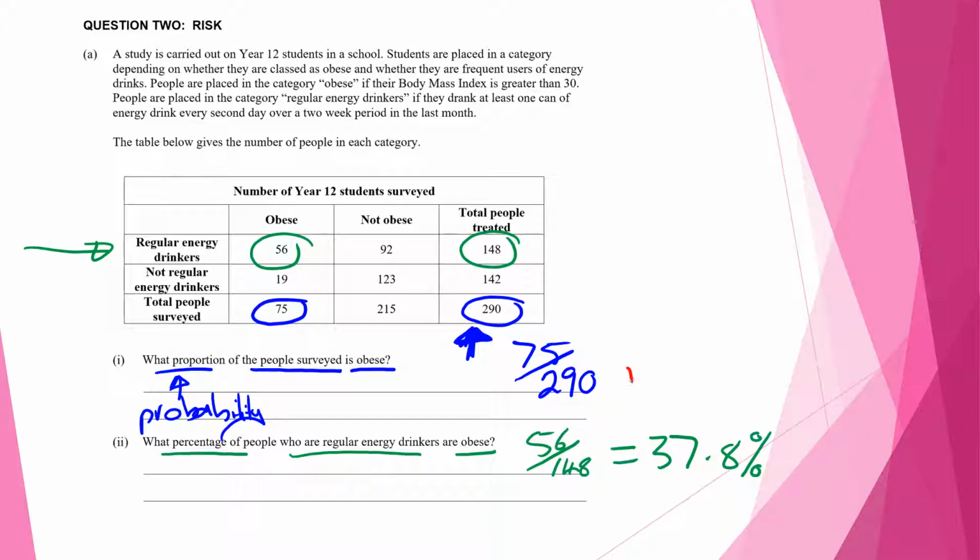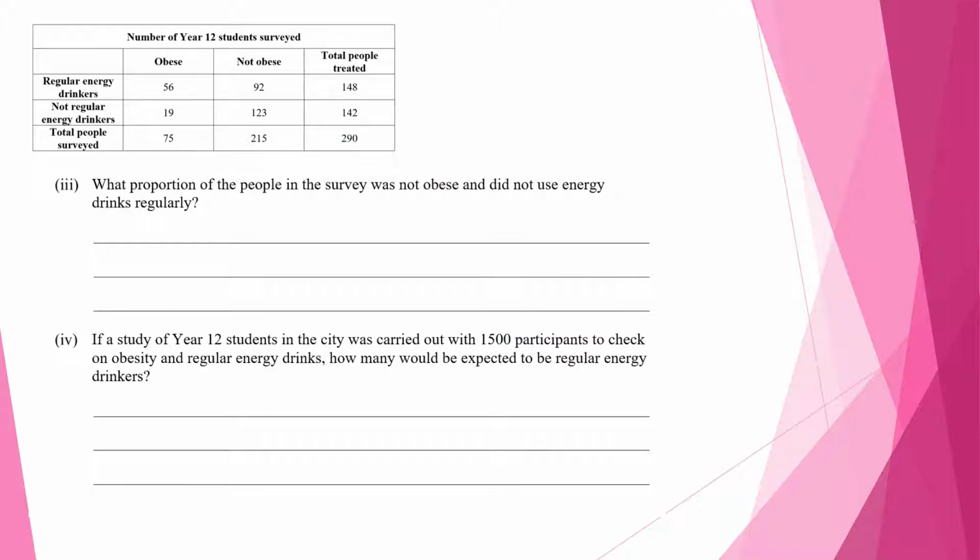Okay, so the first part is an achieved question. The second part is a merit question. So part 3 is asking us what proportion of the people in the survey were not obese and did not use energy drinks. So not obese, so this column here, and not energy drinks, this column here. So 123 matches both of those criteria. So 123 out of the total people surveyed, which is 290.